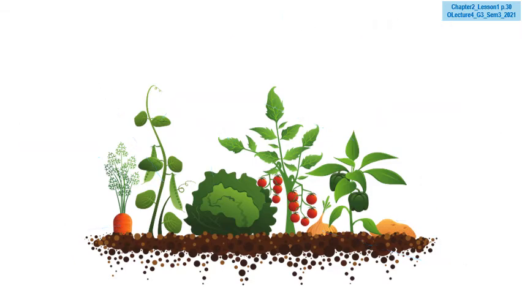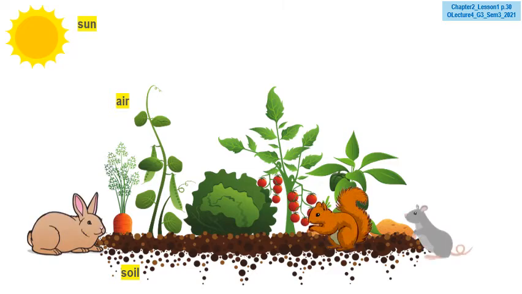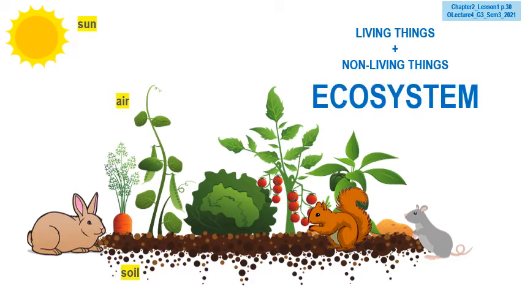In order to grow, plants need to take minerals and water from the soil, carbon dioxide and oxygen from the air, and sunlight energy. Some animals like rabbits, squirrels, mice, horses, sheep, and other examples of animals feed on these plants. Living things like the plants and animals, with all the non-living things that they use, like the sun, the air, the soil, the water, make what we call an ecosystem.